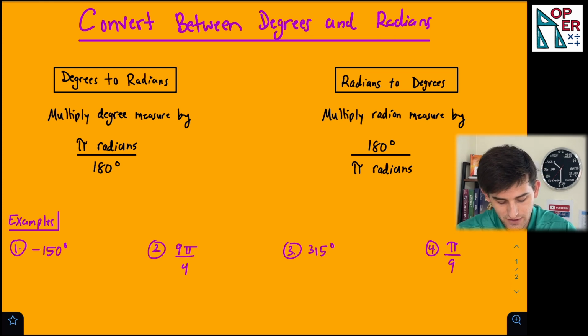So if I want to go from degrees to radians, we can multiply our degree measure by pi over 180, so pi radians over 180 degrees. If I want to go the other way, it's simply the reciprocal of that. We want to multiply our radian measure by 180 degrees over pi radians.